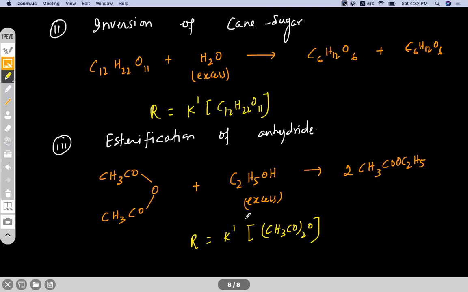Apart from this, the fourth one we have is metabolism of hormones in human bodies. That is also pseudo first order. So metabolism of hormones in human bodies.